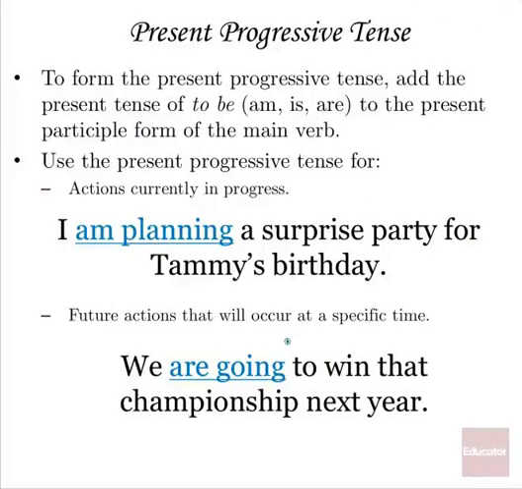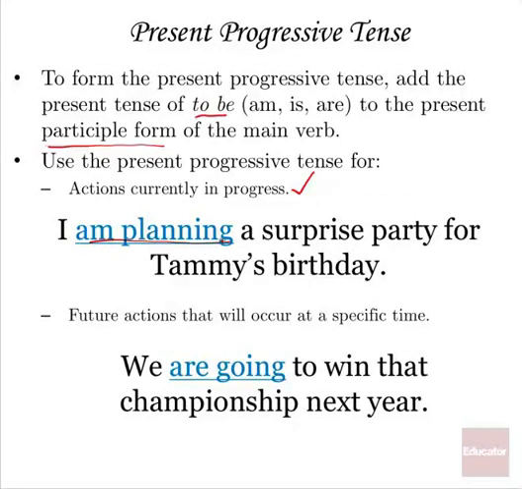All right, the present progressive tense. To form the present progressive, add the present tense of to be, am, is, or are, as appropriate, to the present participle form of the main verb. So, you use the present progressive tense for actions currently in progress, going on as of now. I am planning a surprise party for Tammy's birthday. As we speak, the planning is going on.